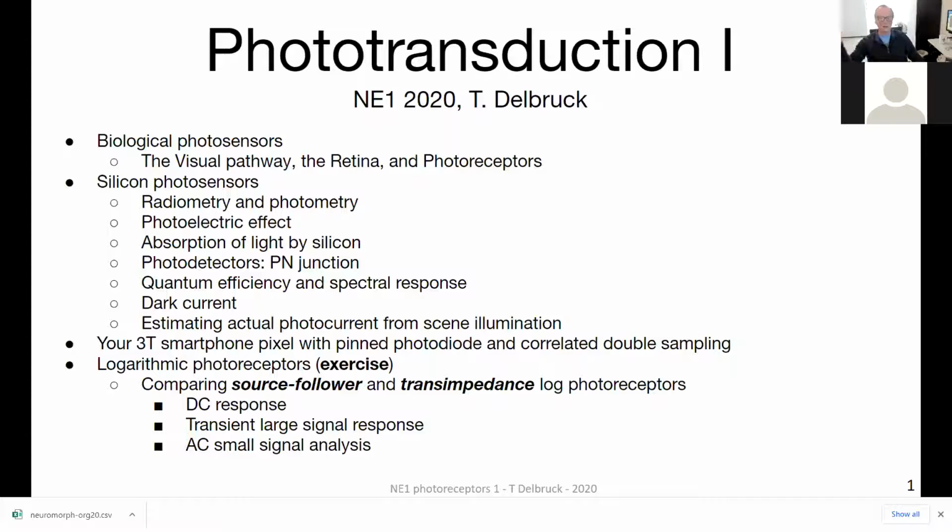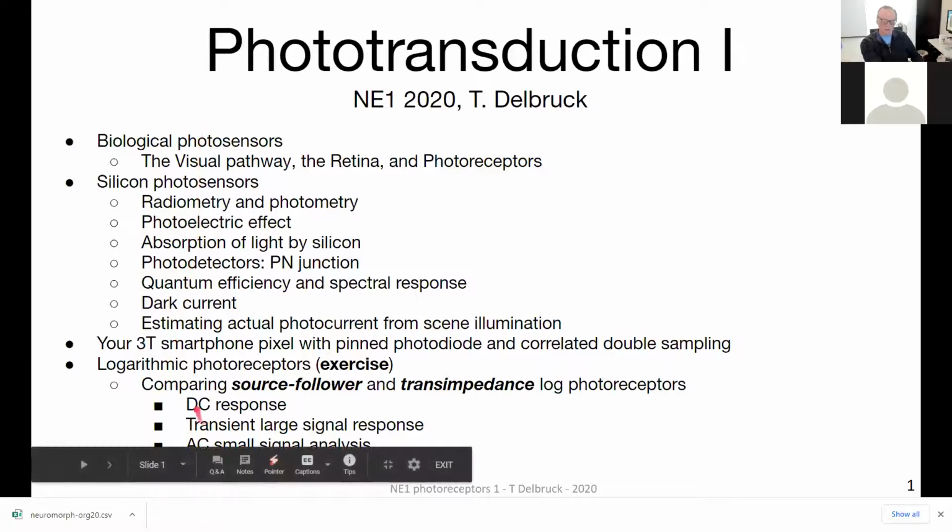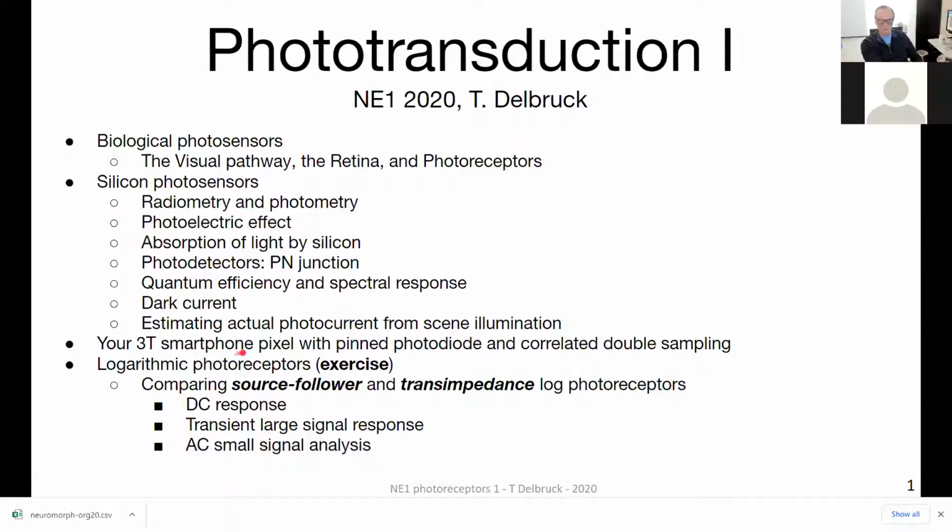But once you know how much light is falling on the scene, and you know the reflectance of the scene, and you know what kind of lens you're using, you can estimate how much photocurrent you'll actually get in a photodiode on a chip. And it's important to know that in order to ensure that your circuit will work. I also have one slide about how your 3-transistor smartphone pixel works, that uses a very cool structure called pin photodiode and correlated double sampling.